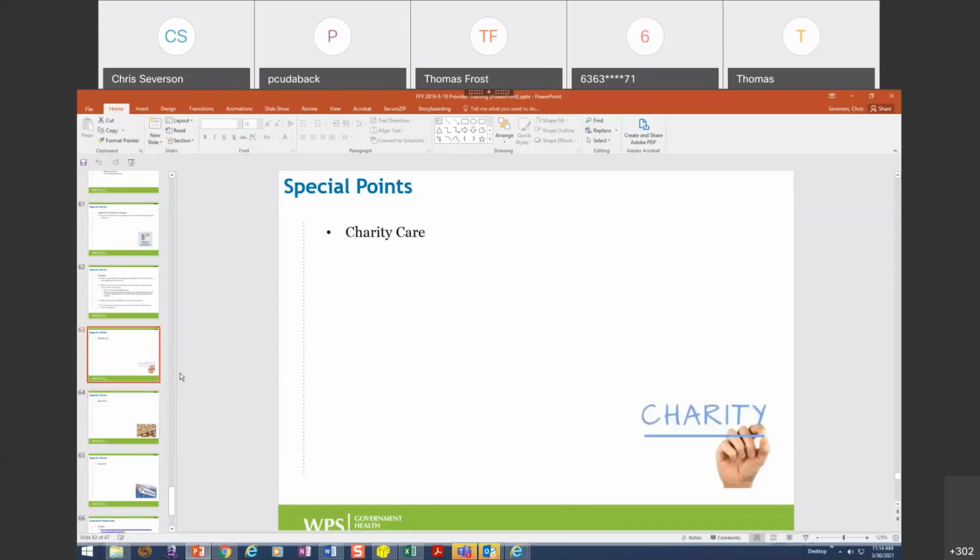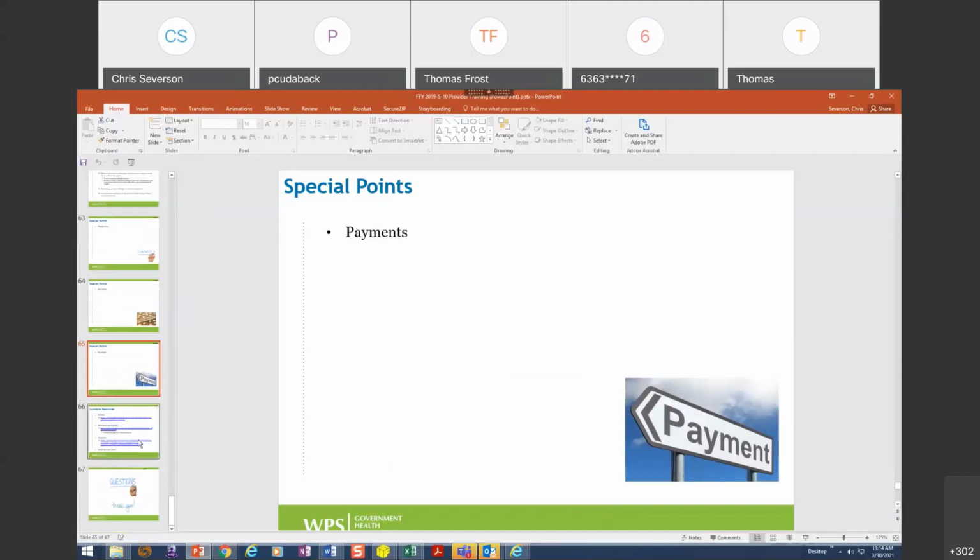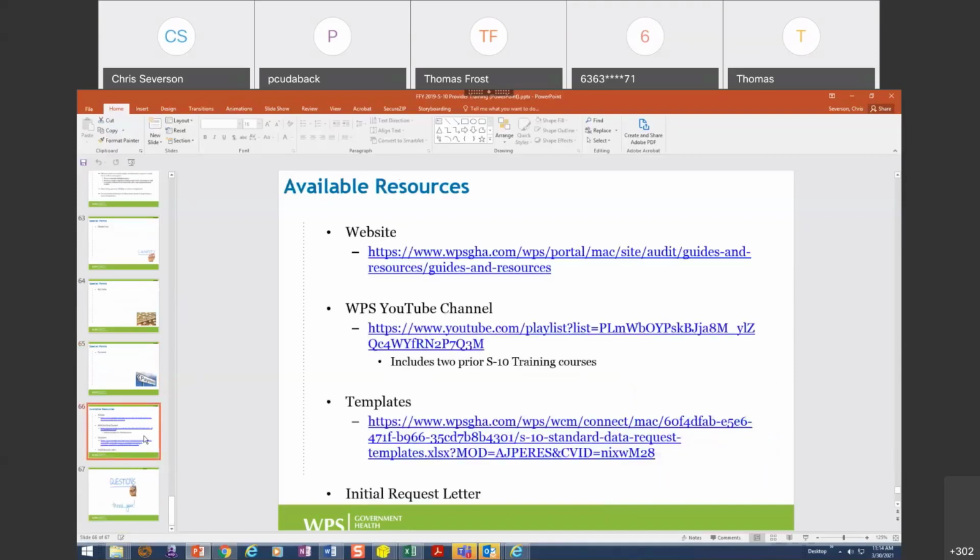I just included these three slides in case we had any remaining topics for charity care, bad debt, or payments, but I think we've covered those pretty heavily already, unless we have some questions that'll pop up in a bit. And the last thing before we get to open it up again for questions would be just the available resources.